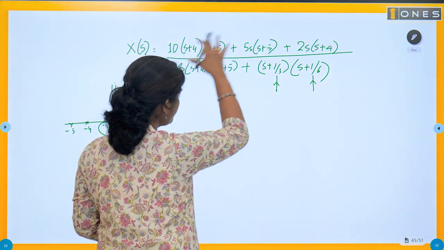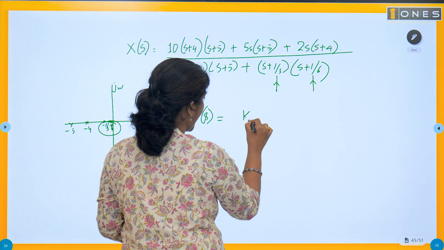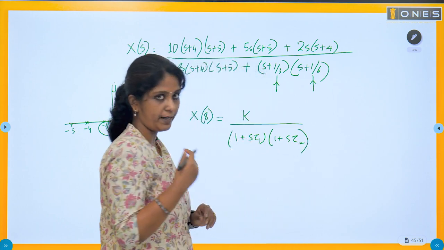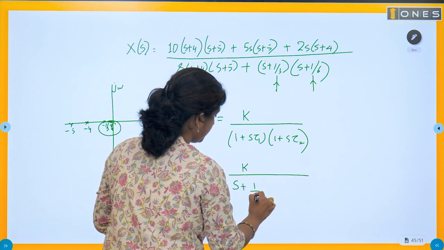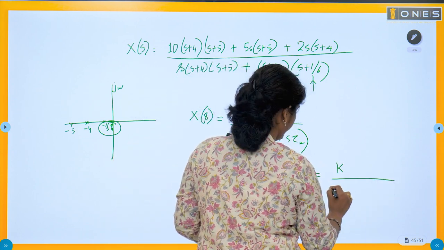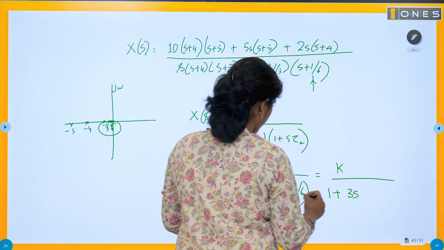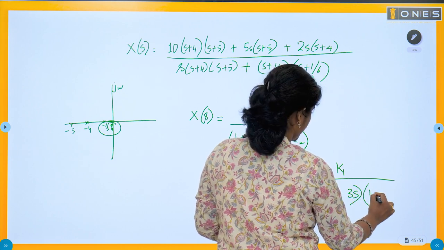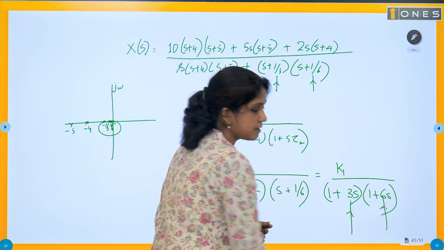So this transfer function, if I reduce it to the form k divided by 1 plus s tau 1, 1 plus s tau 2, with two time constants defined, and if I consider only these poles, I can write k divided by s plus 1 by 3, s plus 1 by 6, and simplify it to the form 1 plus 3s. Okay, so the 1 plus s tau 1 form has come. So k1 into 1 plus 3s, 1 plus 6s. So here the time constants come in the form of 3 and 6.